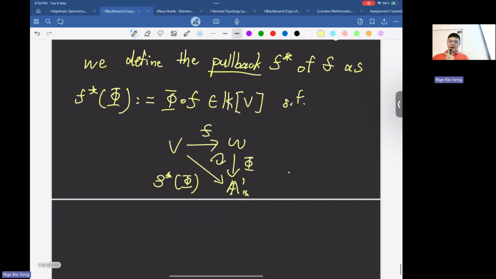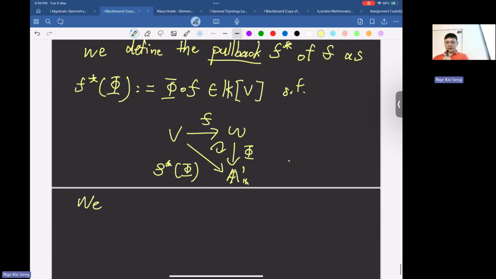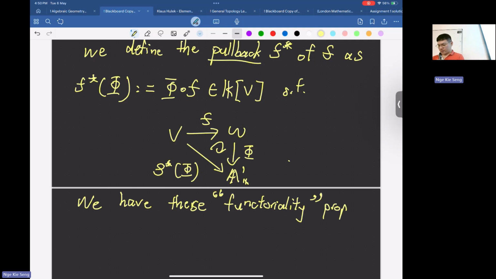All right, so there are a few things we can check here. We will have this property, which we call the functoriality property. I haven't told you what a functor is. There's a word called functor. I will call these functoriality properties. This is something that a functor should do.